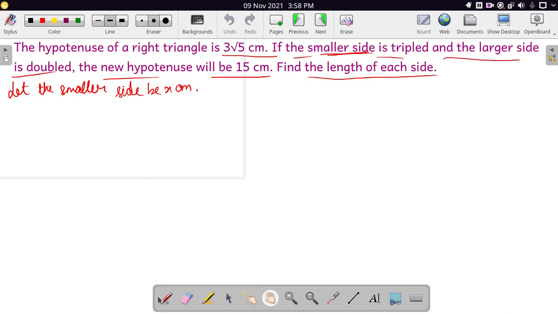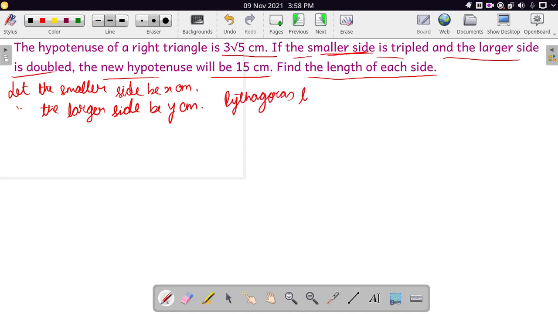So let the smaller side be x and let the larger side be y centimeter. The larger side is y centimeter. We have taken it. Now just apply Pythagoras theorem.